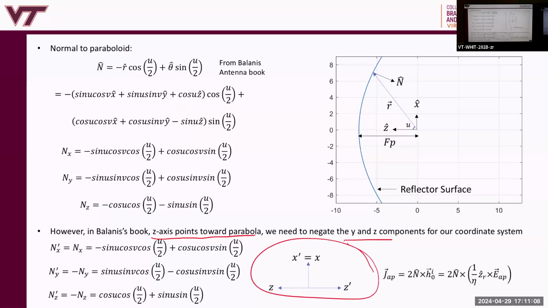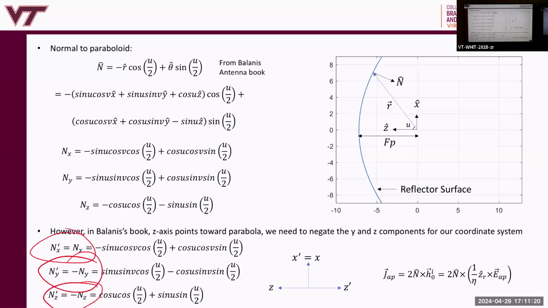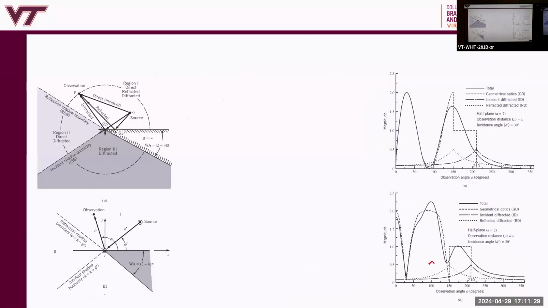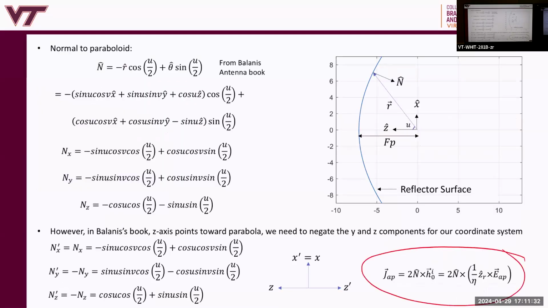So we need to change to this coordinate system. Instead of z going out, we want the z prime. x we're going to leave aligned, which means y has to flip as well to make it right-handed. So y is negated, z is negated, but x stays the same. And then you have your normal. Once you have your normal, you can calculate your physical optics current density as 2n cross Hi, where Hi now is nothing but 1 over eta z reflected cross the aperture field. And z reflected is the tangent to the ray, the reflected ray, right?